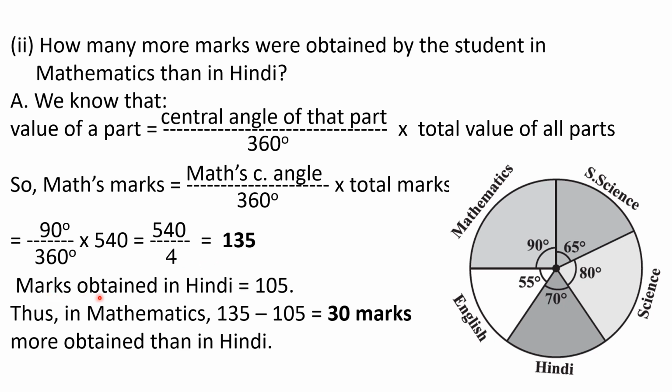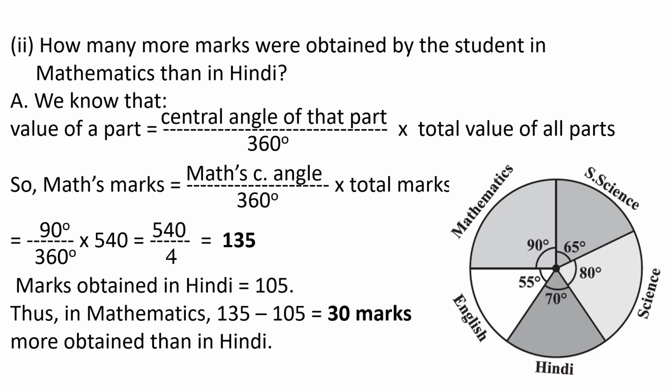So maths marks is 135, and marks obtained in Hindi is equal to 105. We got this information from part 1. And thus 135 minus 105 is equal to 30 marks more obtained in mathematics than in Hindi, because they have not asked us the marks obtained in mathematics, they have asked us how many more marks were obtained in mathematics than Hindi. So that means we have to find out the difference between maths marks and the Hindi marks. So 135 in maths, 105 in Hindi. So the difference is 30 marks more obtained in mathematics.